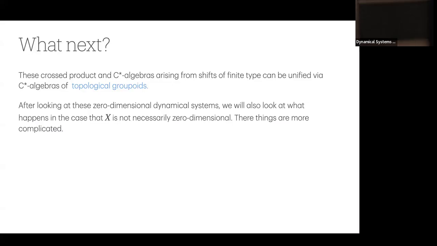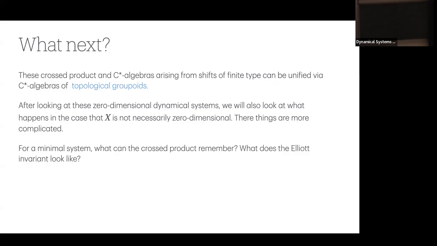So after looking specifically at these zero-dimensional systems, we want to see what happens when we allow X to be positive dimension. There, things become a lot more complicated, and we don't get the precise back and forth that we do in the zero-dimensional case. So we might ask what the cross product can remember, and with the Elliott invariant in mind, we might also ask ourselves, what can it actually look like? So we know that, for example, in the von Neumann case, we get all the hyperfinite II-1 factors. There's only one. Do we get all possible Elliott invariants from cross products? Don't know.